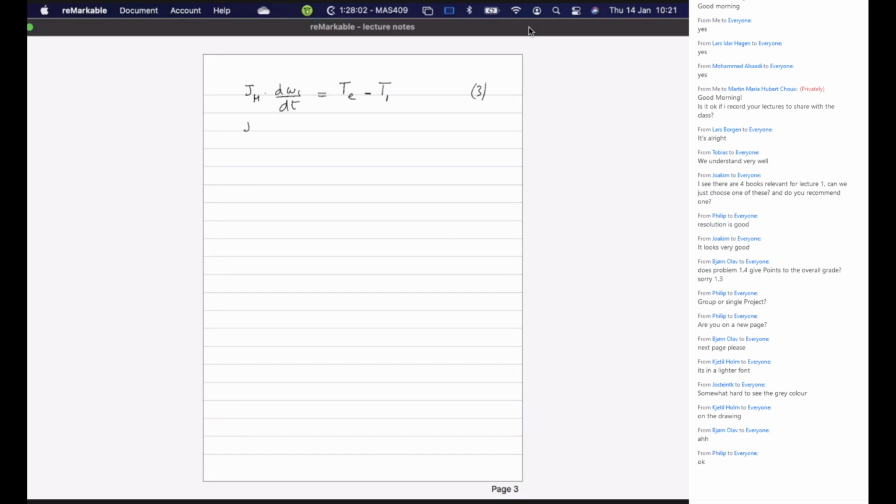And then I do the same with the load, and J1 is actually Jm. And then we have JL times d omega 2 divided by dt. That will be equal to external torque onto the load, TL. And then gearbox torque onto the load, T2. So plus T2 here.